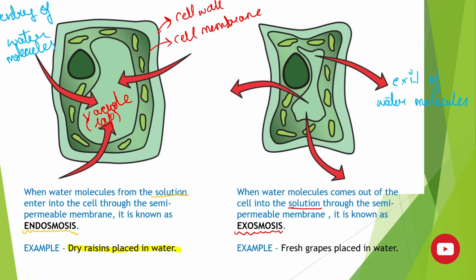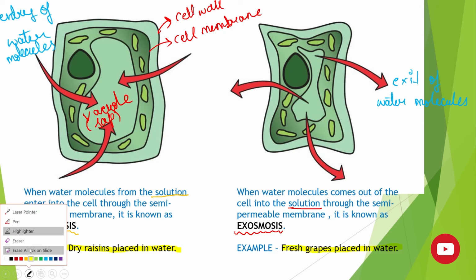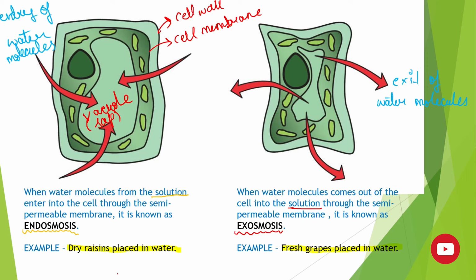For real-life examples, we have taken here fresh grapes placed in water. When fresh grapes are placed in water, the grapes shrink. Why? Because the grapes already have enough water in them. If they are again placed in water, then further water comes out from them and the cell contents shrink. You can see in this cell that the cells are shrinking inside, in this direction. The cell contents are shrinking.